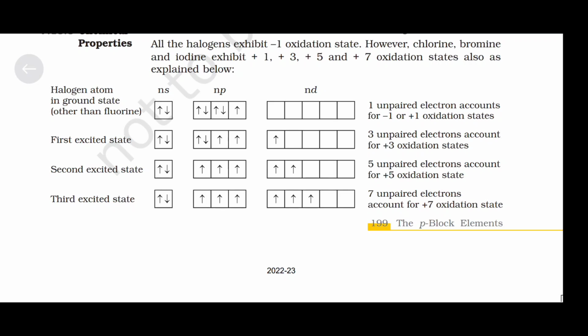तो फर्स्ट एक्साइटेड स्टेट में P से इलेक्ट्रॉन जंप करके जाएगा D में. सेकेंड एक्साइटेड स्टेट में भी P से इलेक्ट्रॉन जंप करके जाएगा D में. एंड थर्ड एक्साइटेड स्टेट में क्या हो जाएगा, NS का जो पेयर्ड इलेक्ट्रॉन है वहां से इलेक्ट्रॉन जंप करके जाएगा D में. तो यहाँ जैसे-जैसे आप मूव करेंगे, +1 ऑक्सीडेशन स्टेट देखने मिल सकता है, -1 भी देखने मिल सकता है, +3, +5 and +7 oxidation state can also be seen.